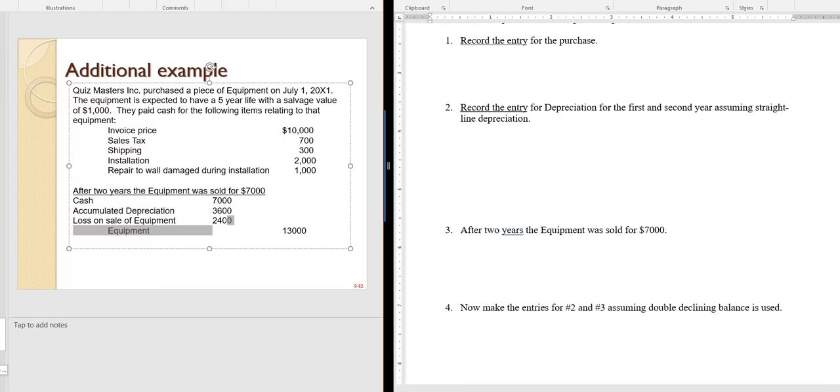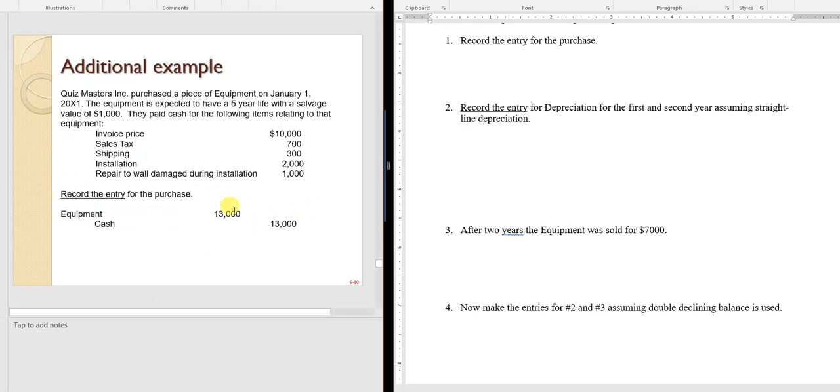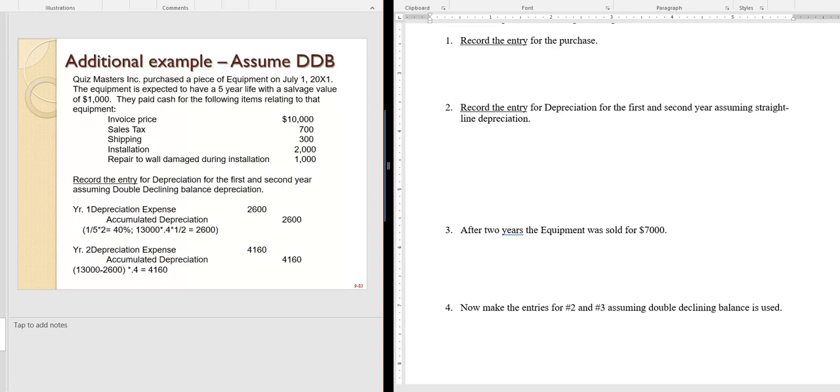Okay, and now we're going to make the entries for years 2 and 3, assuming double declining balance. So I still have the same purchase entry. I still purchased it for $13,000. But now I'm going to take double declining balance. It's a 5-year life. 1 divided by 5, 1 divided by life times 2, is 40%. I take $13,000 times 40%, but I purchased it on July 1st, so a half year is $2,600.